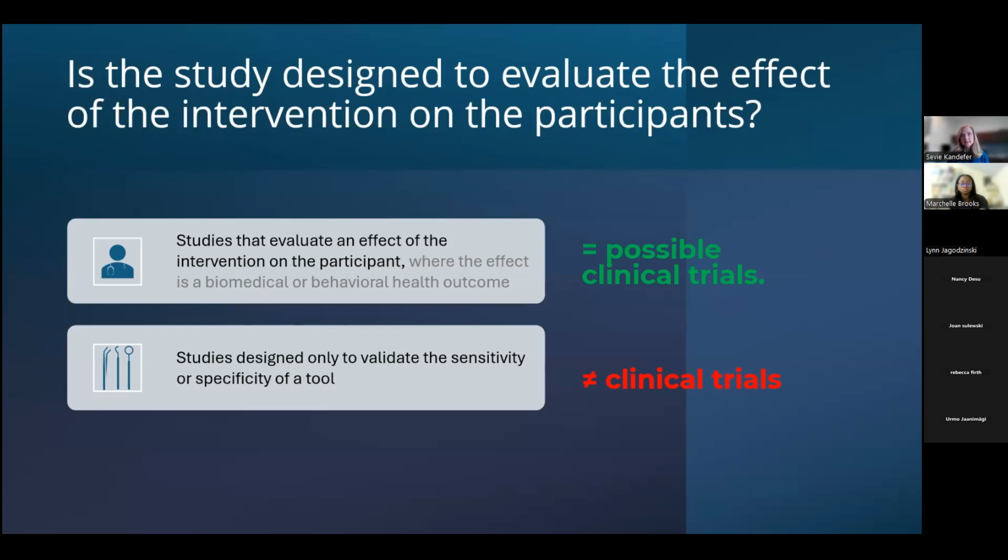So if you have a study, let's say you're recruiting women over the age of 75 and you're giving them a new exercise program, and then you ask them questions like, how easy are the exercises? How long did it take you to do the exercises? Do you have the equipment to do the exercises? You're not actually measuring the effect of the exercise program on the participants themselves. You are simply gathering feedback about that intervention, and that would not be a clinical trial. If you were going to look at changes in weight or strength or cardiovascular fitness, then that would be a clinical trial, because then you're looking at the effect of the exercise program on those participants.